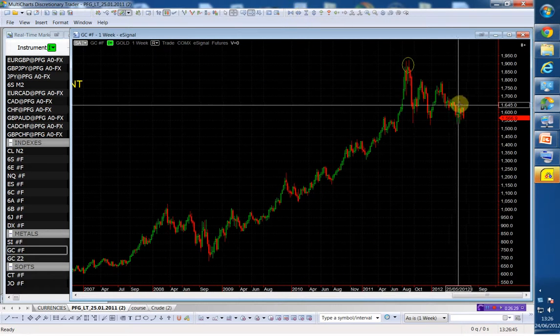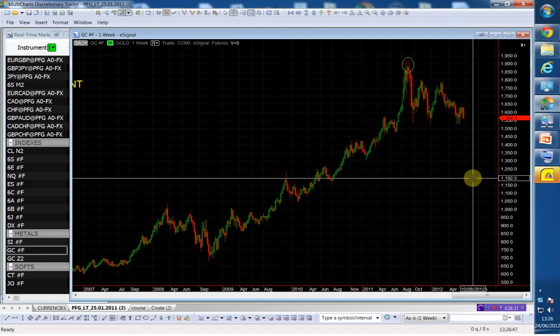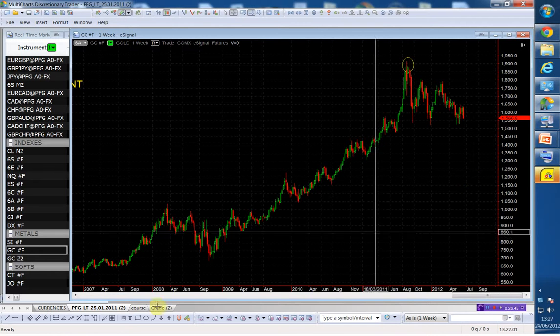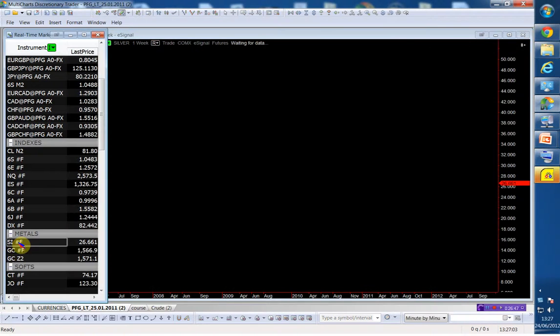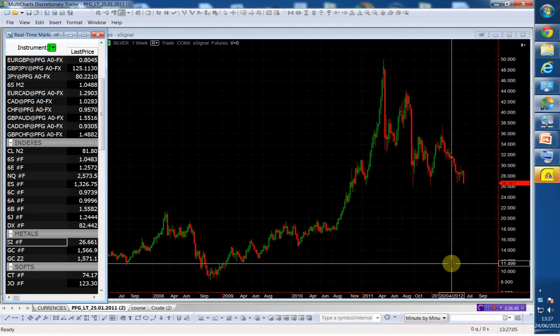You can see that gold has closed the week to the downside. So this means that money is coming out of gold. This means that money is coming out of the Australian dollar. Money is coming out of the Canadian because they are commodity currencies. If you look at silver, pretty much the same. Money is coming out of the precious metals.